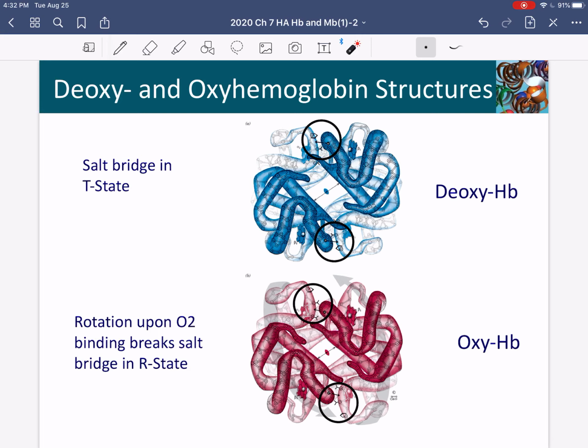So this is the change that we're going to be talking about when we talk about oxygen binding to the iron, which is just that white dot right in the middle of that flat planar heme group. Okay, and again, there are 4 of those, even though you can only see 2 in this picture.